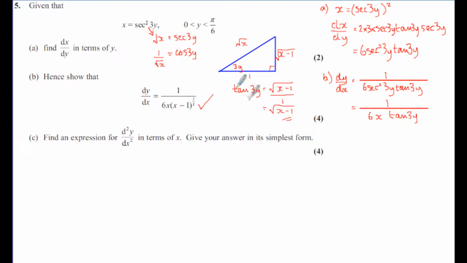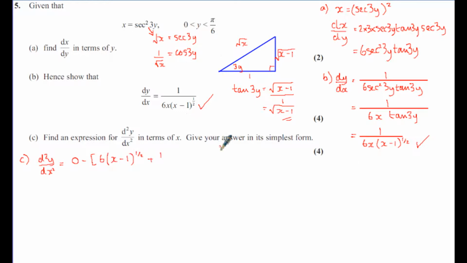So I want the tan of 3y, and from this triangle I can work out the trig of any trig of 3y. The tan of 3y is the opposite divided by the adjacent. So it's root x minus 1 divided by 1, or just root x minus 1. There you go. So I can get rid of tan 3y now, and the tan of 3y is root x minus 1, opposite over adjacent, root x minus 1 over 1. So that's what it is, and that's what I had to show, and we just did. Brilliant.